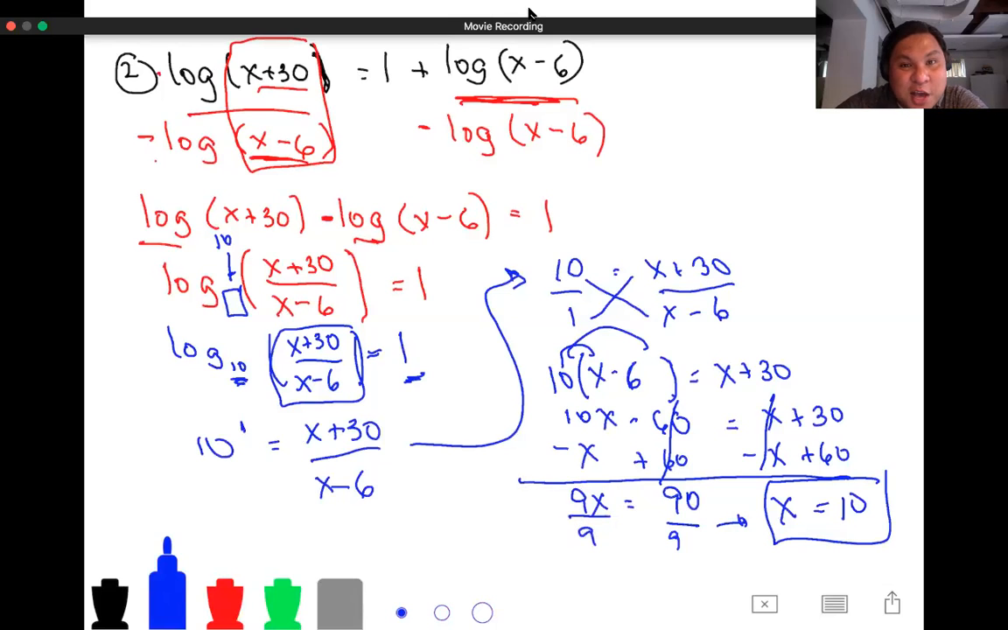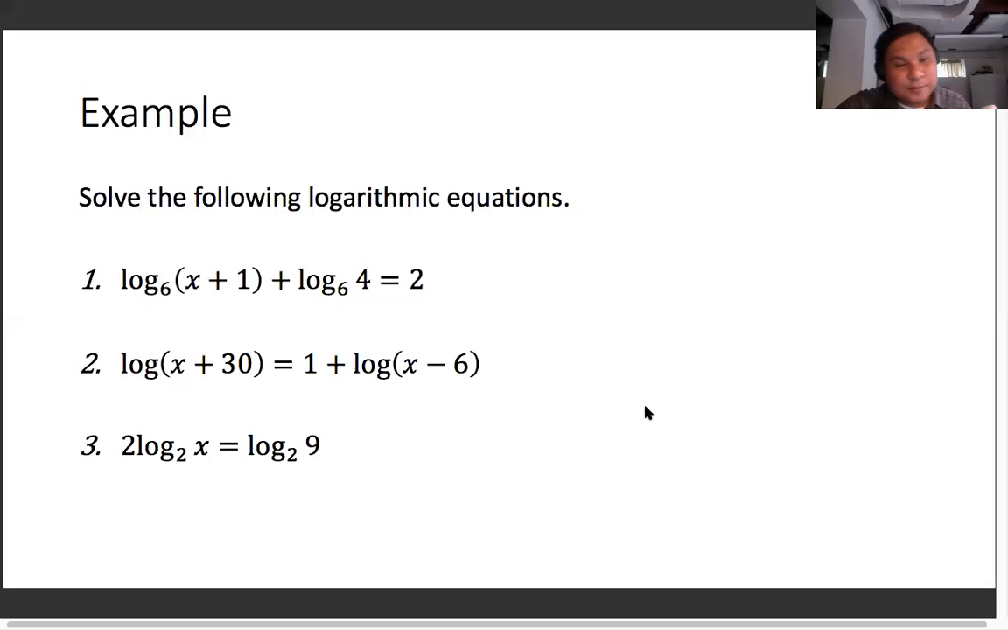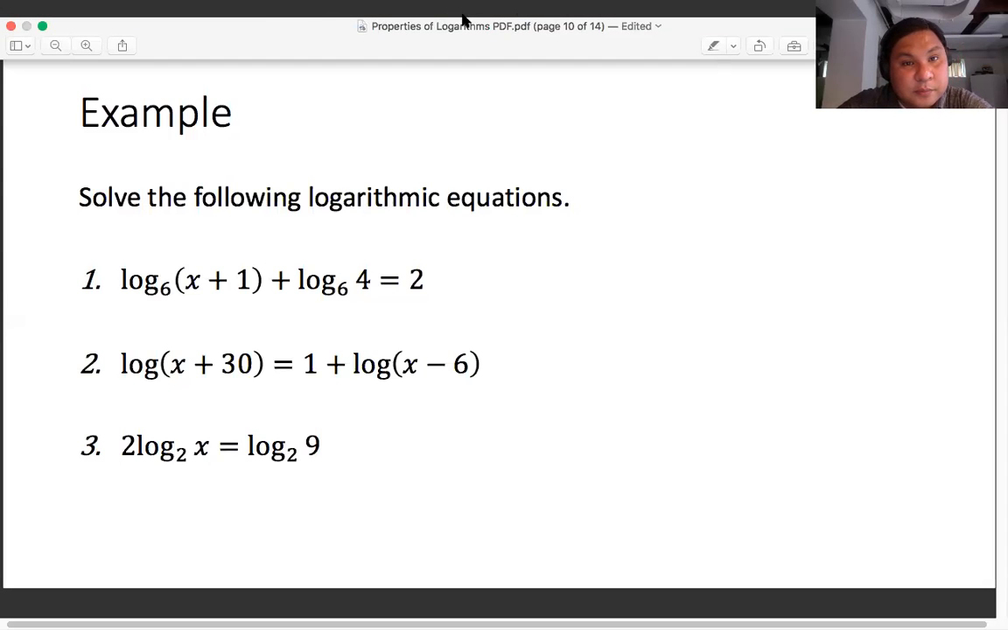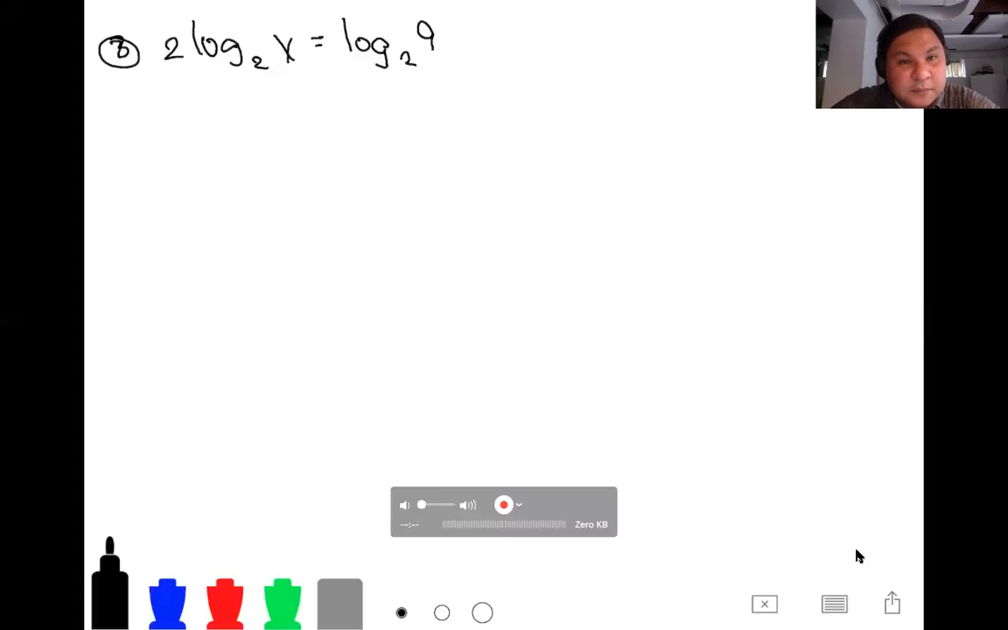All right, let's go back to the main slide again. Look at what the question is, and then, of course, solve that. All right, so we have 2 logarithm of x to the base 2 is equal to logarithm of 9 to the base 2.